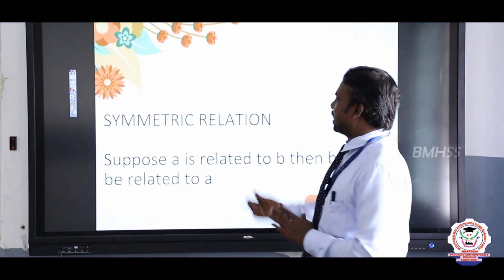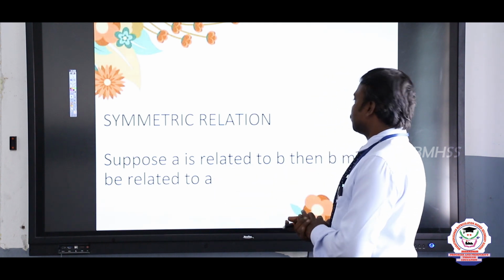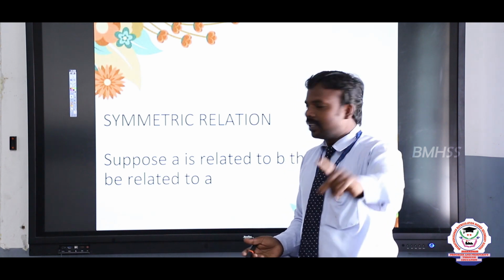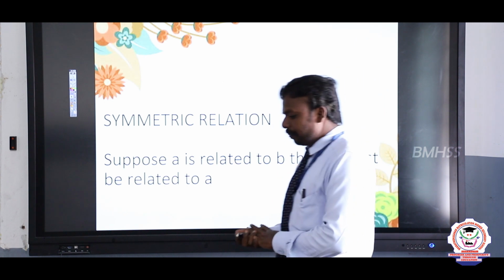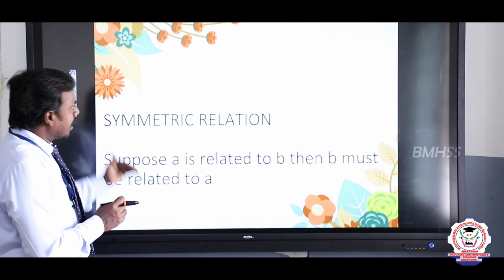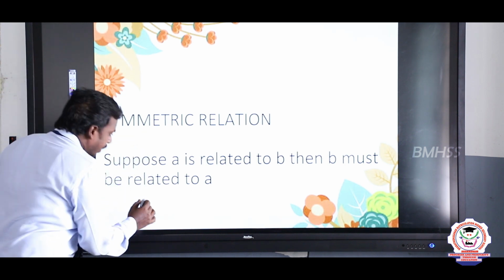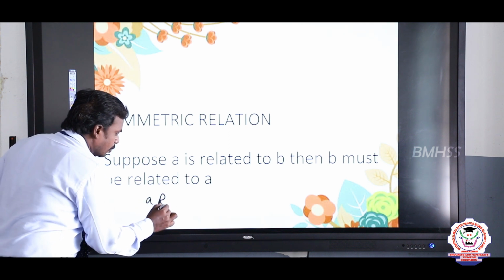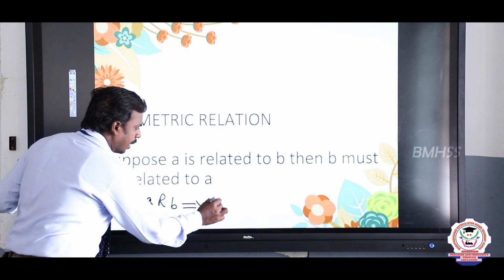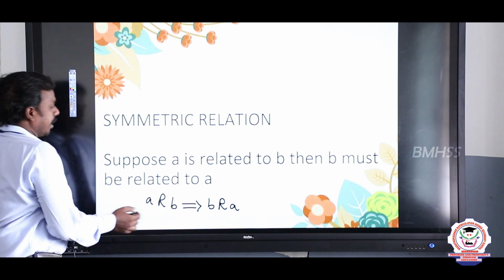Second one is symmetric relation. Suppose A is related to B, then B must be related to A. Do you understand? A is related to B, then B must be related to A. If this condition is satisfied, then only it is a symmetric relation. From this, A is related to B and B must be related to A. So this is symmetric relation.